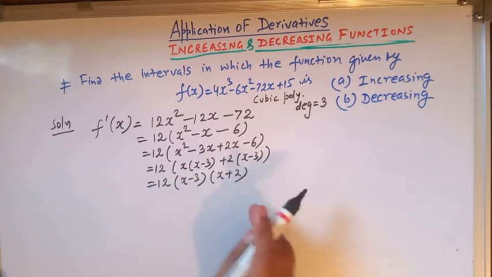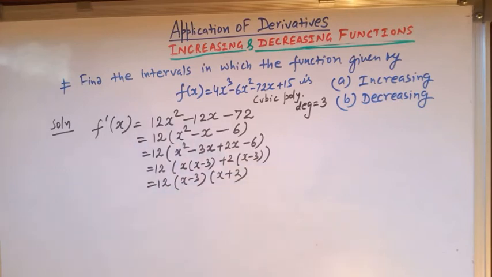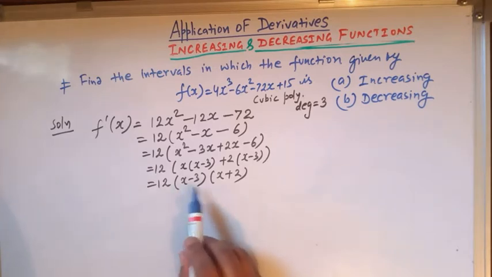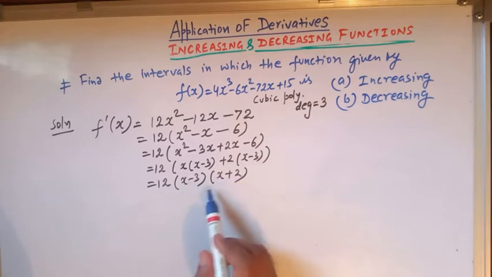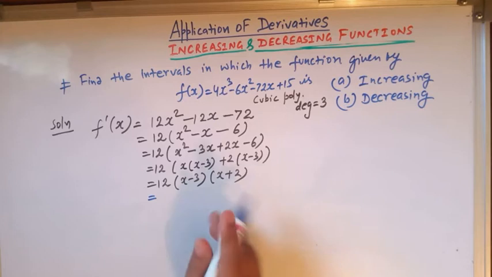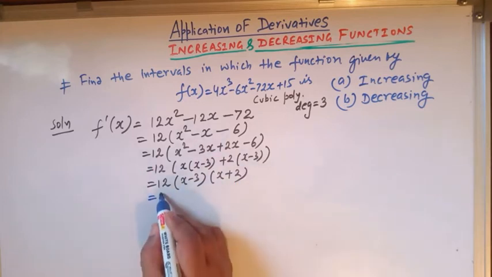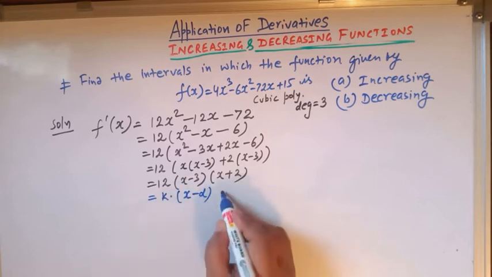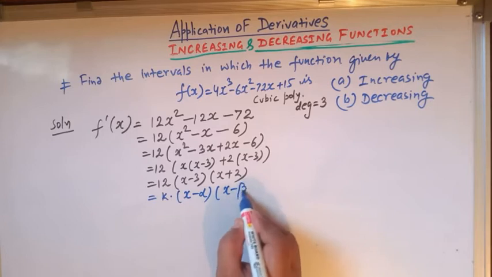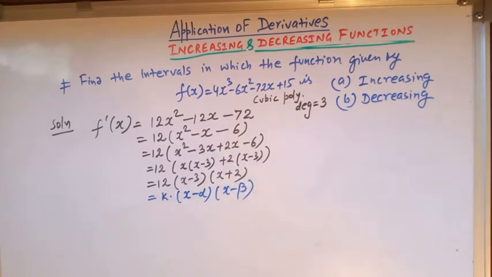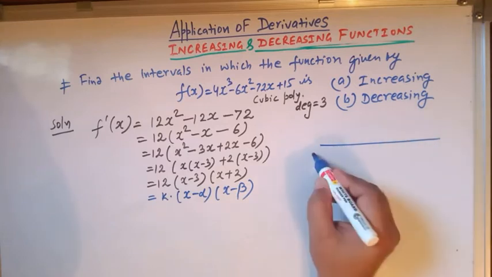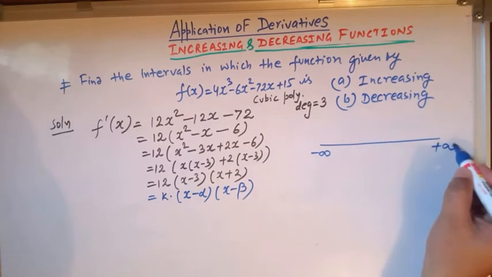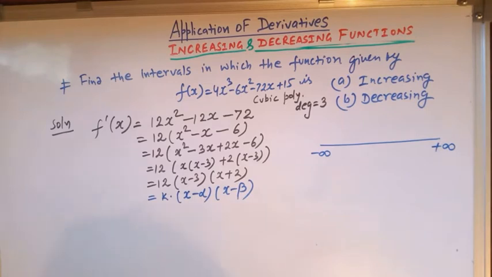Okay, so here we have obtained the derivative of f as a product of two linear factors. We can write this expression in a general form. Suppose this is k, and this is x minus alpha, and this is x minus beta. Clear? Now let us draw the number line here. Clear?